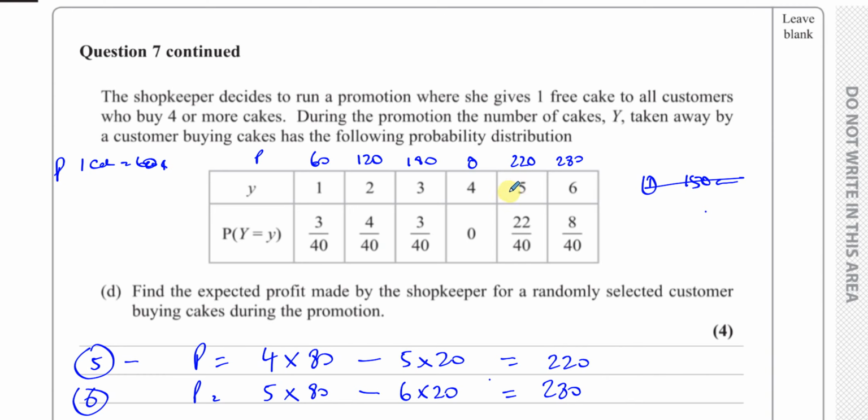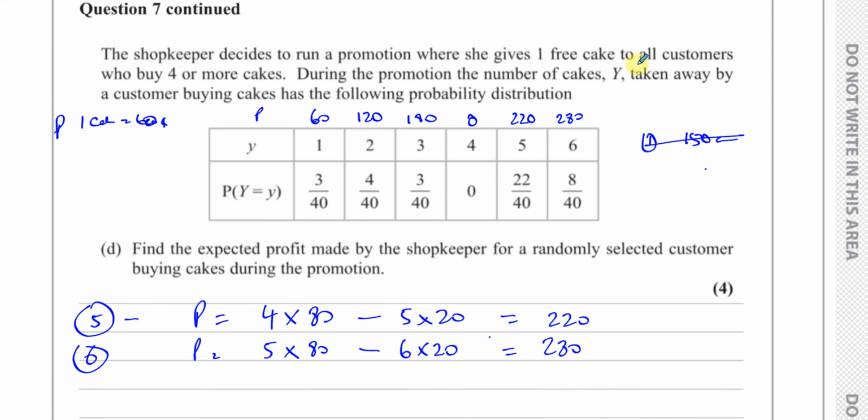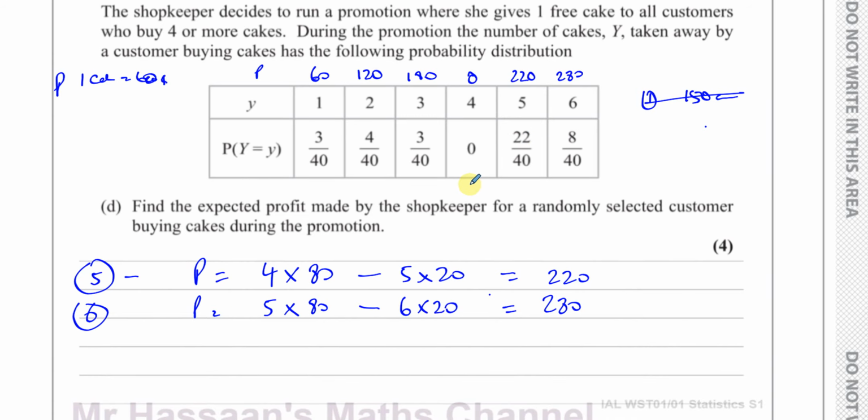Well, the amount of money the shopkeeper takes in is 4 times 80, because that's how much they paid. But they're going to take away 5 cakes, which costs the shopkeeper 5 times 20, because the cost per cake is 20. There's 5 now, so that's how you do that, and so on. That's the same for 6. All right, so there's the probability distribution. It's saying find the expected profit for a randomly selected customer. So we've got to find the expected profit this time.